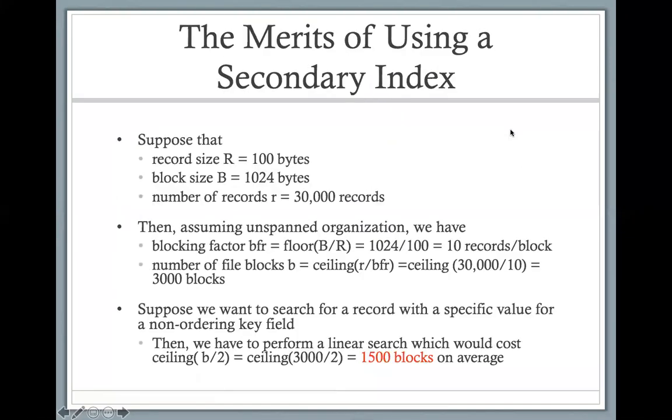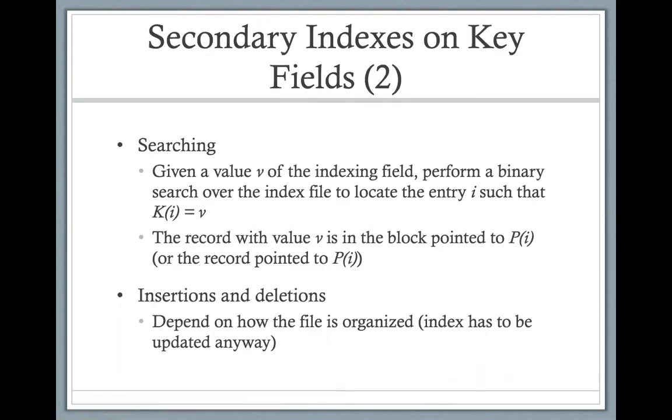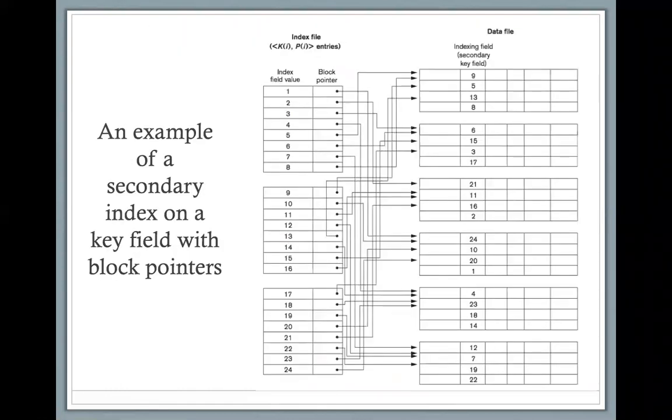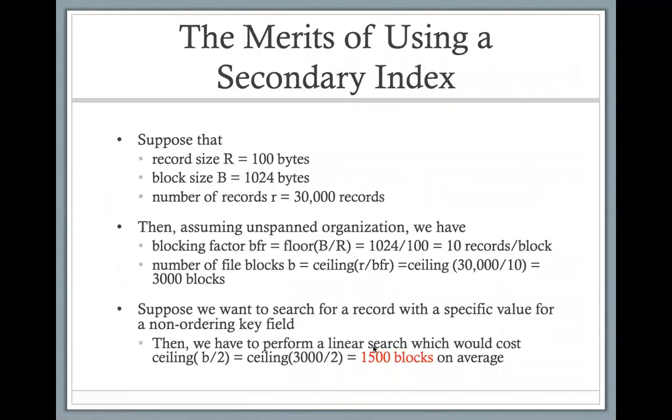To get a record, I would have to do only linear search. I can't do anything else, because the file is not sorted on this field. So I have no option but to read the blocks from the beginning, keep checking every block until I find the record I'm looking for. So with linear search, that's on average 1,500 blocks to read, 3,000 divided by 2, assuming that the record is midway through the table on average.